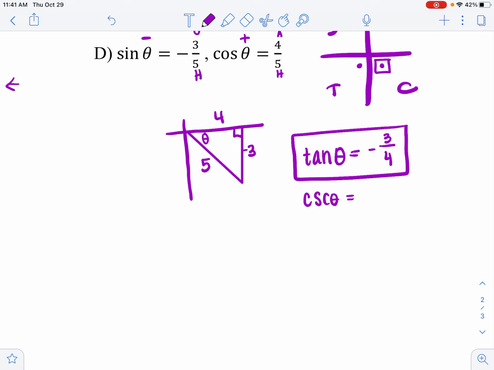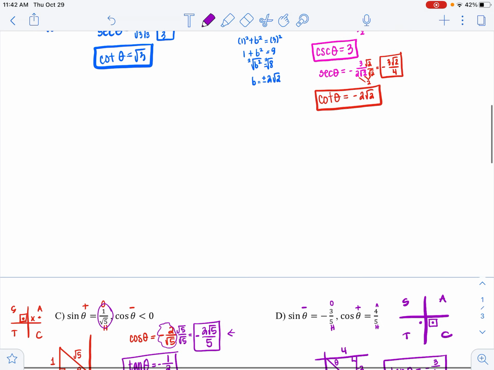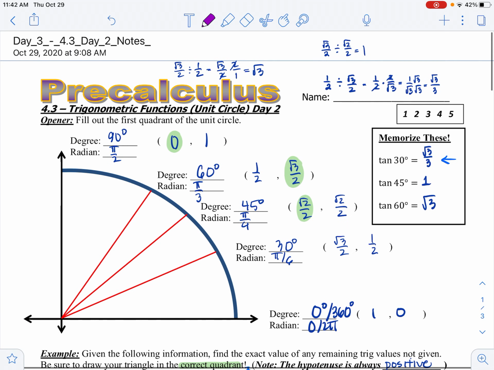Now I need my reciprocals. The reciprocal of sine is cosecant. Reciprocal of negative 3/5 is negative 5/3. The reciprocal of cosine is secant. The reciprocal of 4/5 is 5/4. And finally, the reciprocal of tangent is cotangent, and the reciprocal of negative 3/4 is negative 4/3. All right.